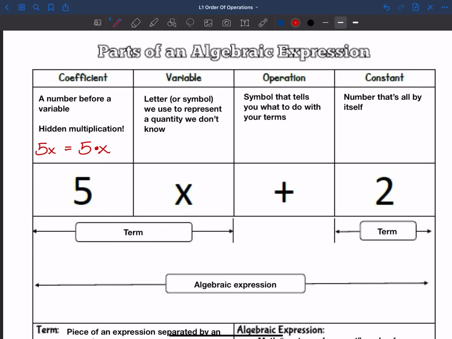We've also got a plus sign here, which is an operation, or sometimes called an operator. It's just a symbol that tells you what to do with your terms. I know that it mentions this word terms; we're going to get to that in just a quick second. So the different operations that you might run into are obviously plus, you could have a minus, you could have a multiply, or you could have a divide.